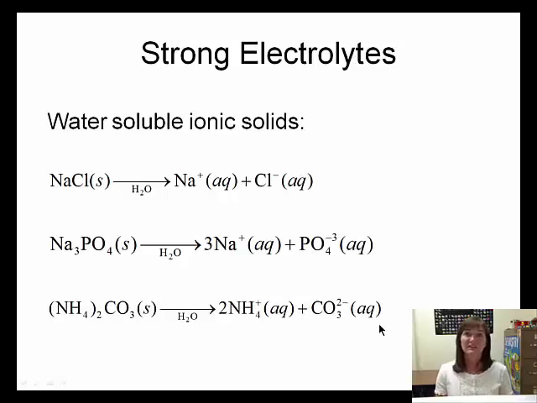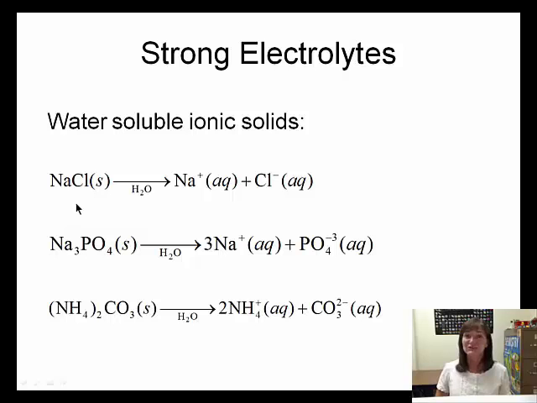Focusing a little bit on strong electrolytes: water-soluble ionic salts or solids. Up to this point, what I had told you is that most ionic compounds are soluble in water. If this was an upper level chemistry class, we would teach students which ones to memorize as soluble in water and which ones aren't. You're not going to know that up to this point. So if I give you an ionic compound, you're just going to assume that it is soluble in water.